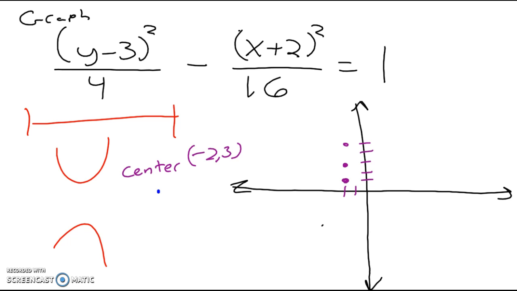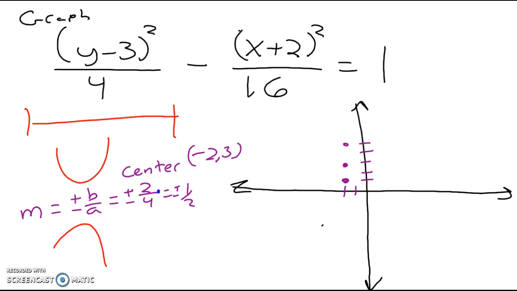Then the other thing we need to be able to graph are our asymptotes. The slope of the asymptotes are always plus or minus b over a, where b is the y-axis, the y radius, and a is the x radius. So it's plus or minus 2/4, or plus or minus 1/2.